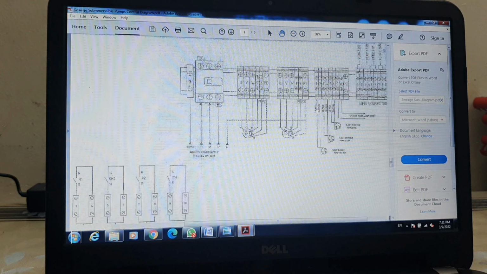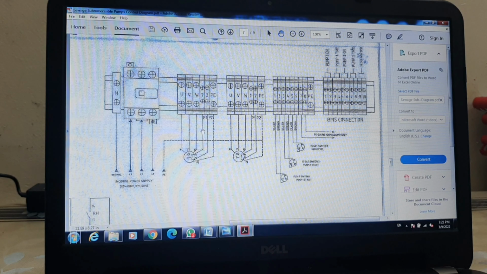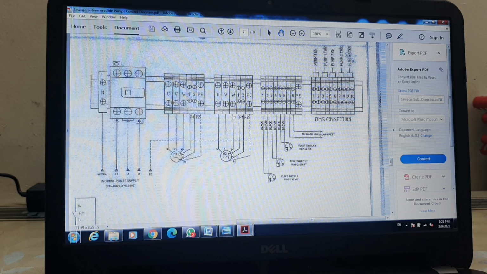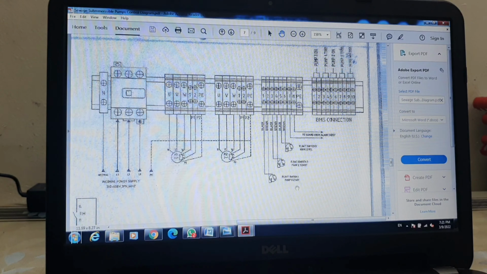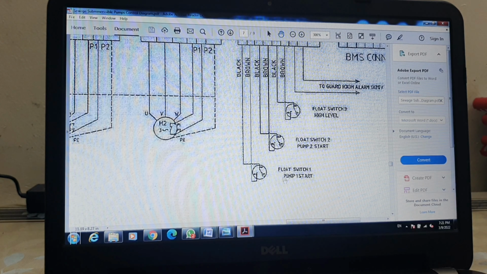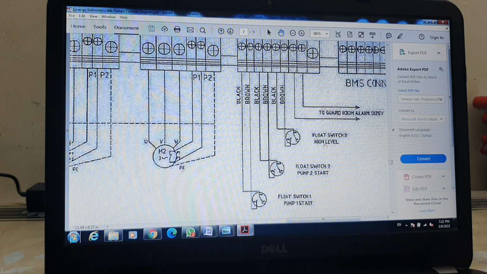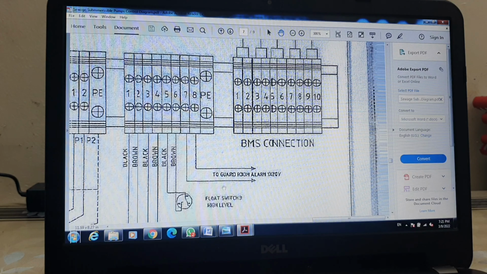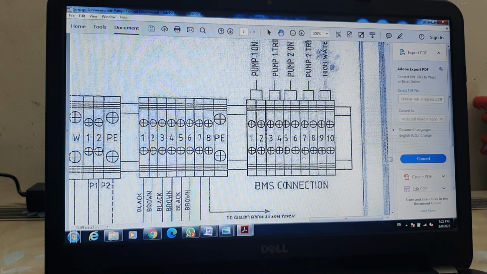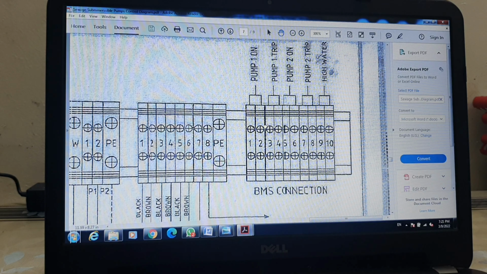For the mechanical engineer, it is very important to understand the last page, because on the last page you can see the power slots. This is the power slot for pump number 1, and this is the power slot for pump number 2, and most importantly, they are showing the slots for our float switches. You can see float switch pump 1 start, float switch pump 2 start, float switch for the high level alarm, and the third one for the BMS. BMS should always be provided for this equipment, and this issue will also be coordinated with the electrical department.